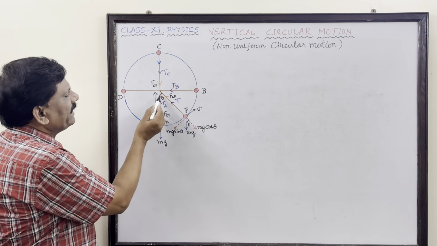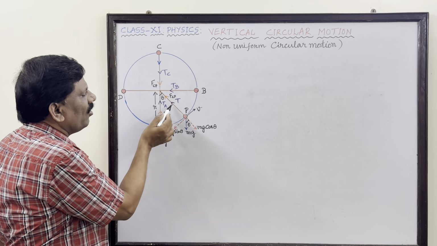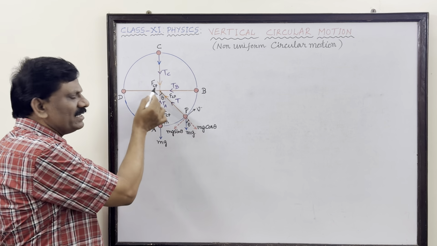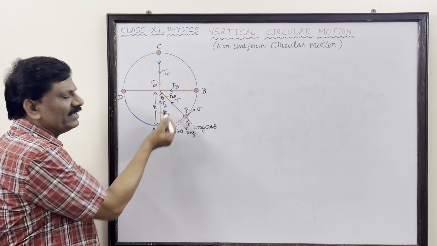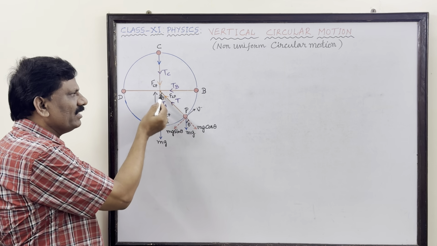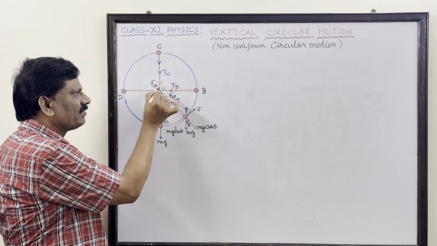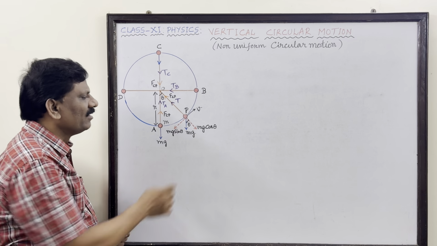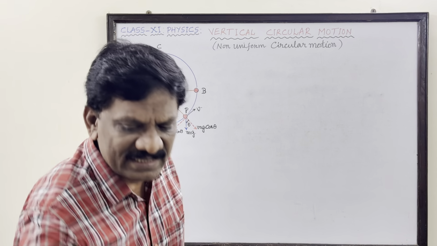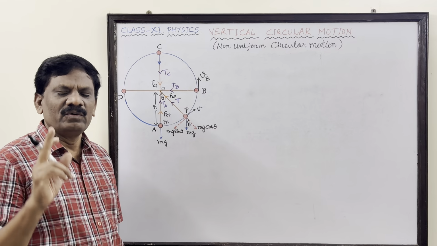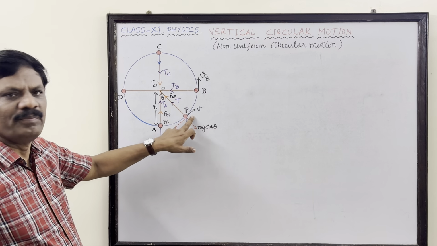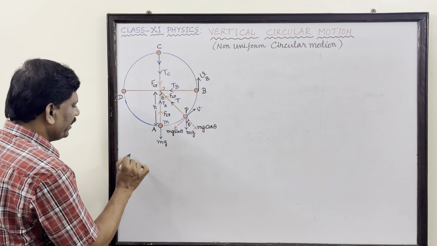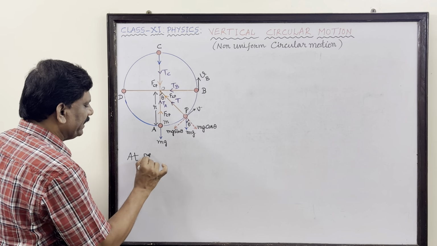Now the tension is another force acting on the string. So tension is acting inward. So tension is the inward force acting towards the center of the circle. And mg cos theta is the force acting away from the center. Okay. Now I will consider an arbitrary point P in between A and B. So I will consider at point P.